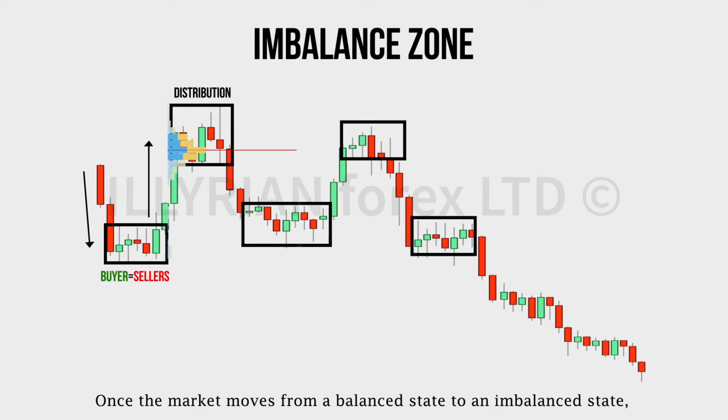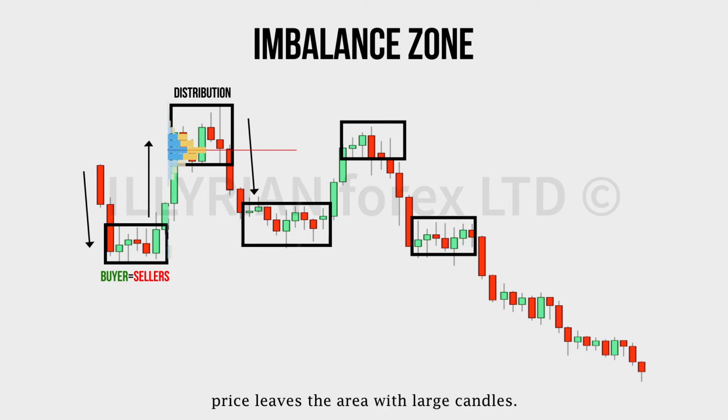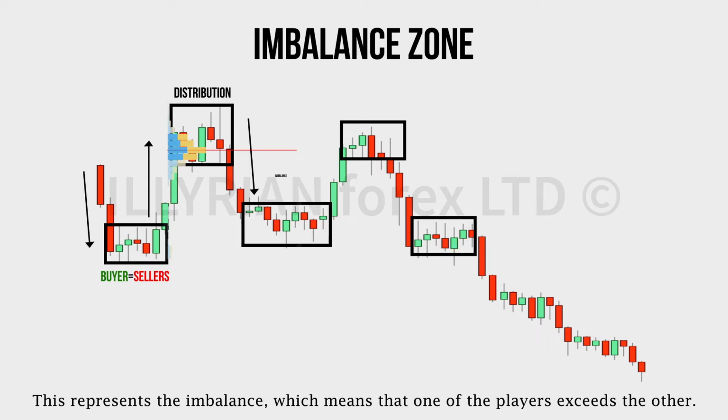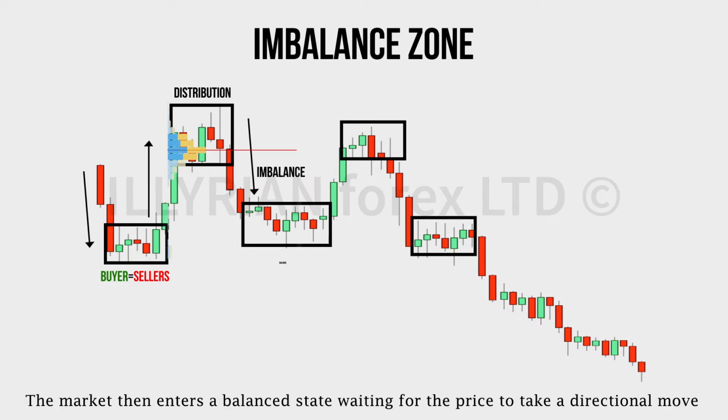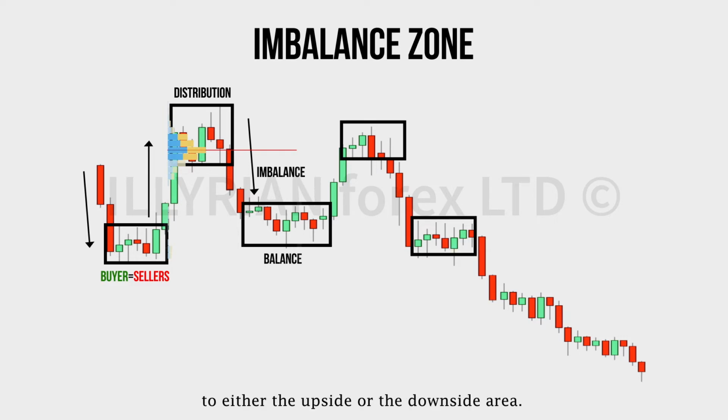Once the market moves from a balanced state to an imbalanced state, price leaves the area with large candles. This represents the imbalance, which means that one of the players exceeds the other. From the left side of the chart, sellers exceed buyers and prices dropped like a snowfall. The market then enters a balanced state, waiting for the price to take a directional move to either the upside or the downside area. Price went up, and we have a balanced area, and this is the process that repeats over and over again.